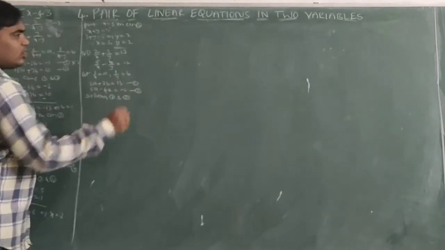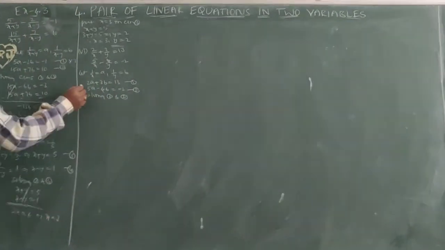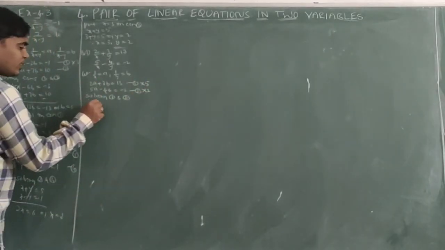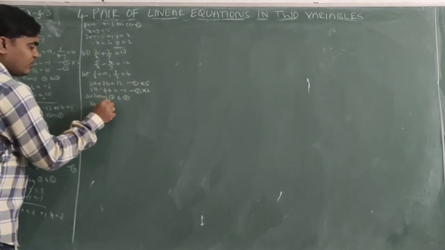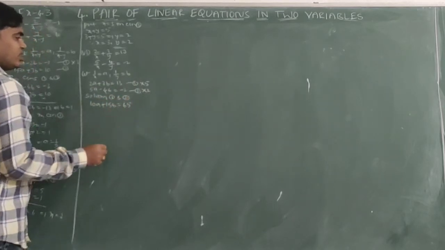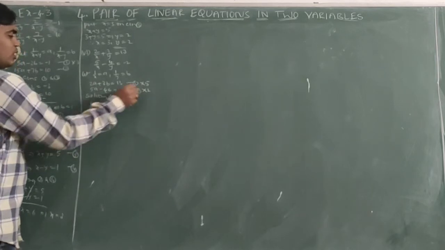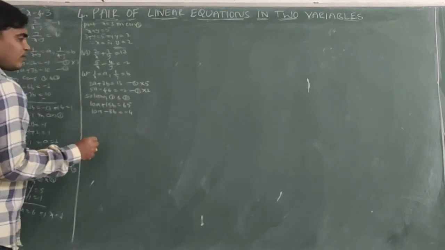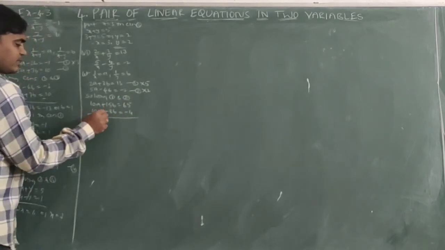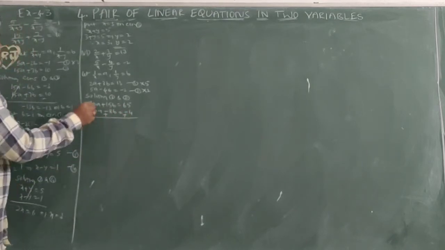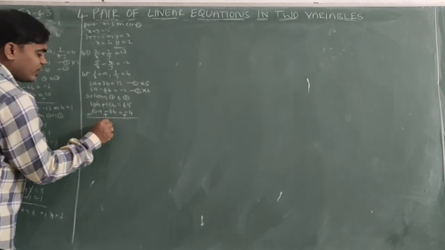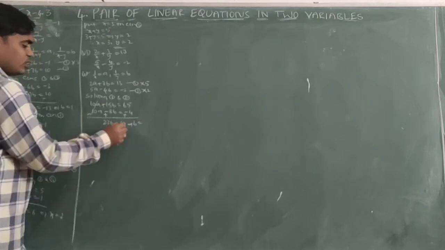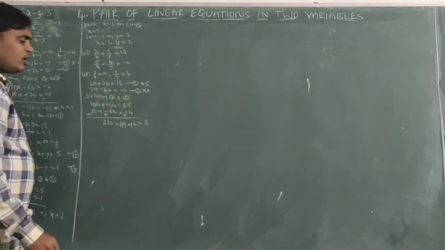Solving 1 and 2, we need to multiply this one by 5 and this one by 2. 5 into 2 is 10a, 5 into 3 is 15b, 5 into 30 is 150. 2 into 5 is 10a, 2 into minus 4 is minus 8b, 2 into minus 2 is minus 4. Changing the sign, 10a cancels, 15 plus 8 is 23b equal to 150 plus 4, so b equals 3.